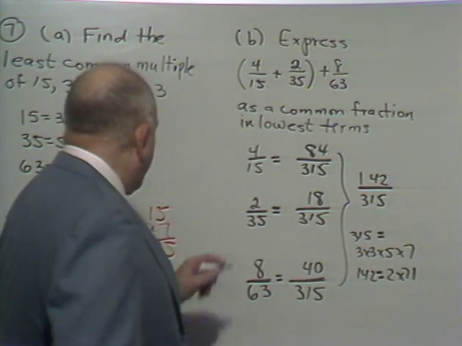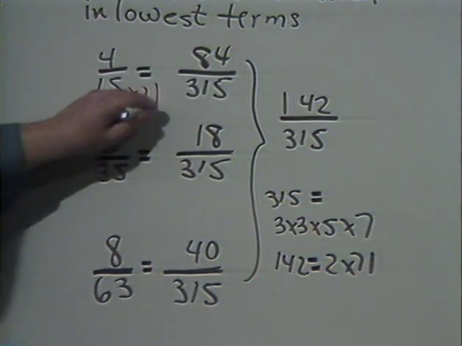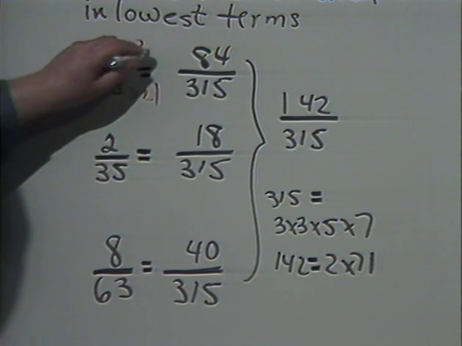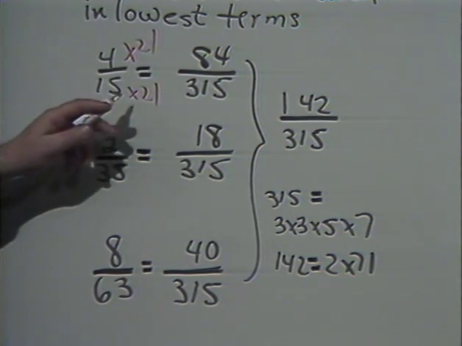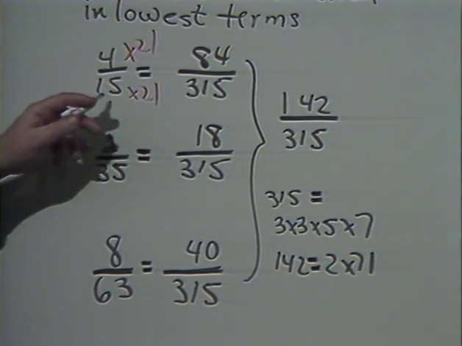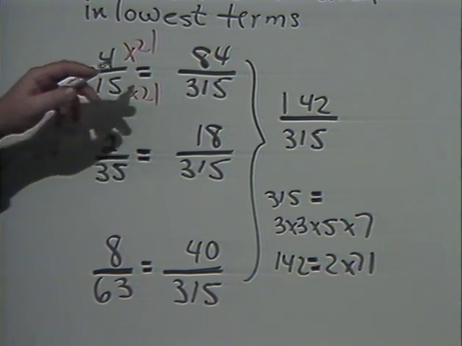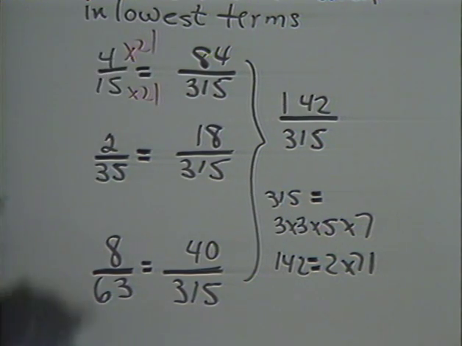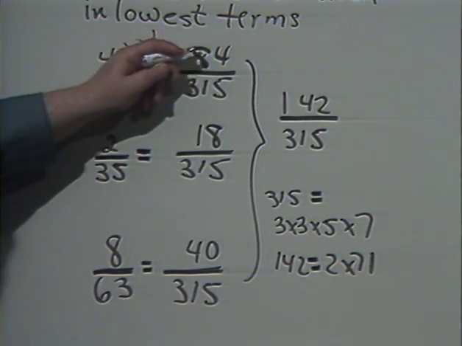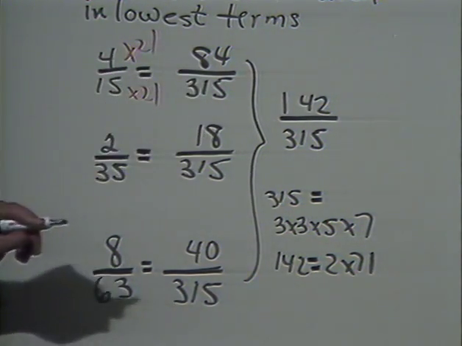Now, how many times does 15 go into 315? It goes in 21 times. That's what we found before. We found that 315 was the 21st multiple of 15. Multiply downstairs by 21, I have to multiply upstairs by 21. That gives me 84 over 315.